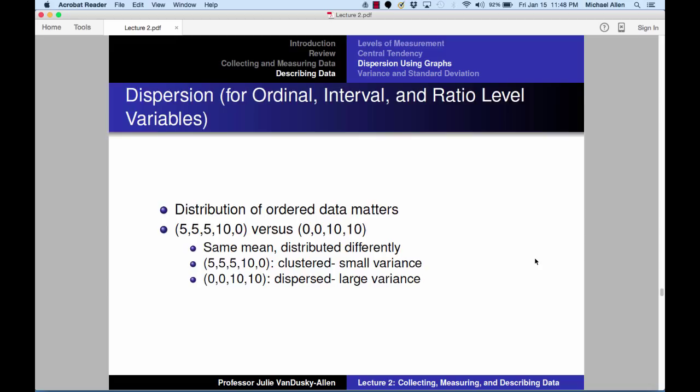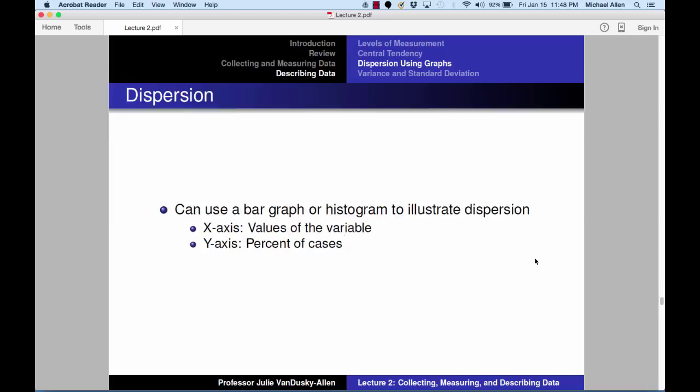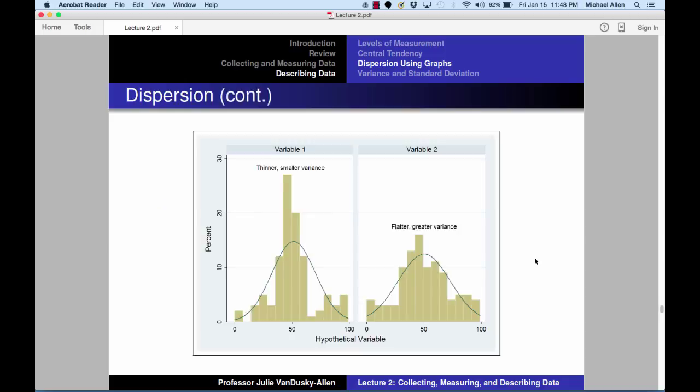As you can see, these are very different variables, and just knowing the mean is not enough to tell us what the typical case is in the data. Dispersion also tells us a lot about the values the observations take. One way to illustrate the dispersion of your variable is a bar graph or a histogram. In each type of graph, on the x-axis you place the value or range of values for your variable, and on the y-axis you indicate the percentage of observations that take on those values.